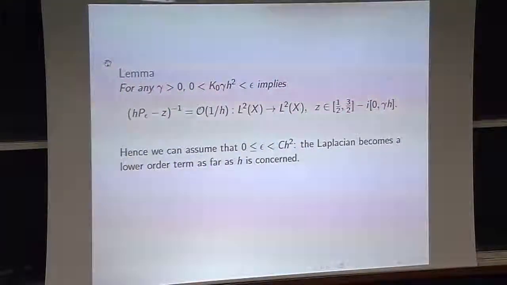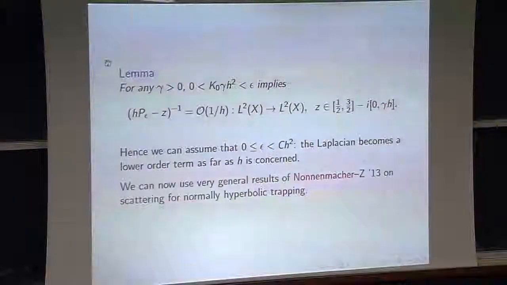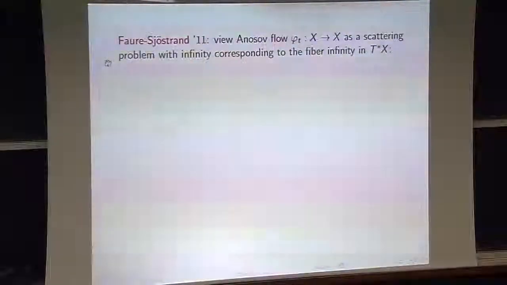So we can assume, as I said, that epsilon is less than some constant times h squared, and then the Laplacian becomes a lower order term. There's, of course, some issue about it not being a lower order term as a differential operator, but if everything goes well, it is sort of a lower order term. And then we can use very general results of Wunsch and Zworski on scattering for normally hyperbolic trapping. And in fact, it was nice that we could just basically use that result as a black box to prove this because of this lemma. But I will explain this.